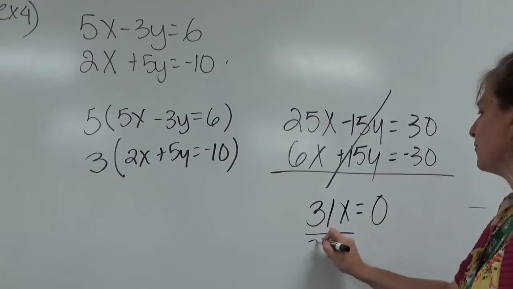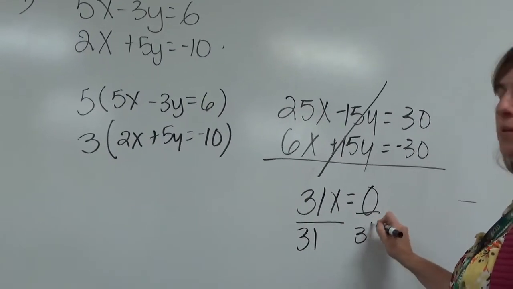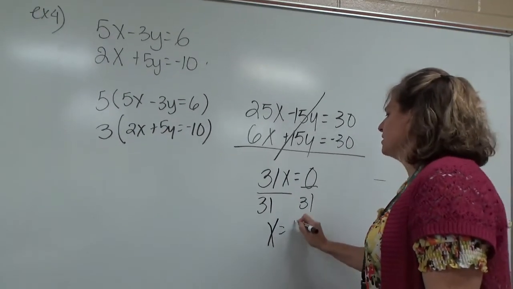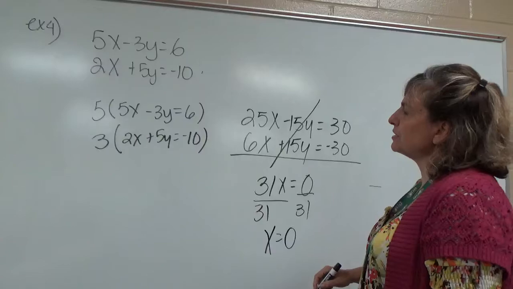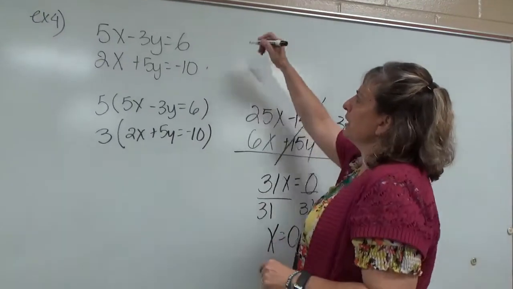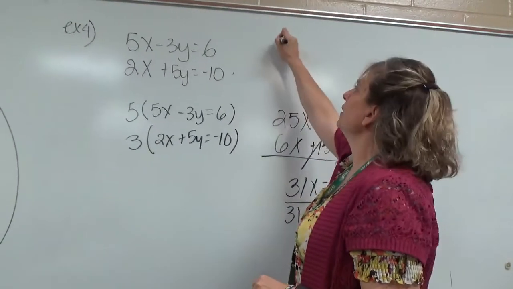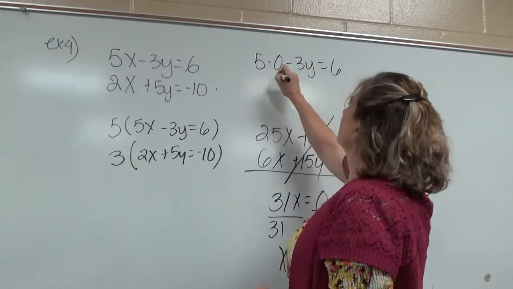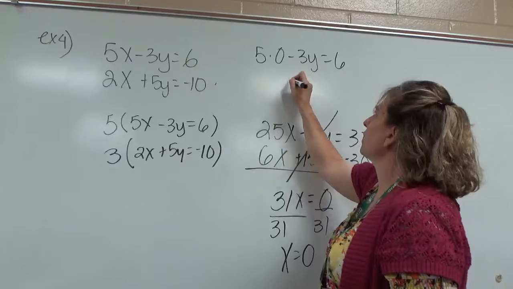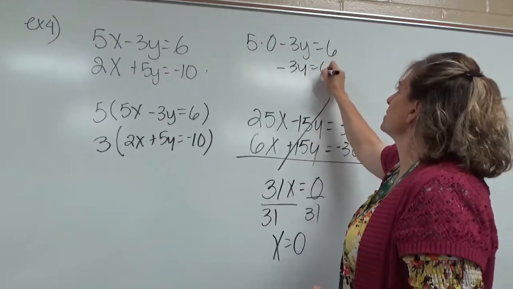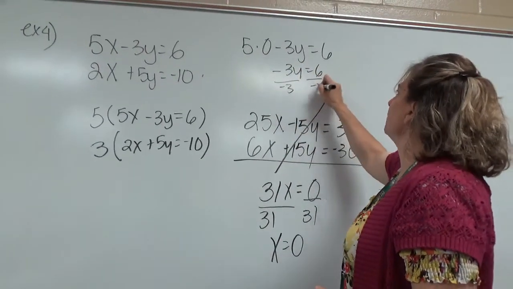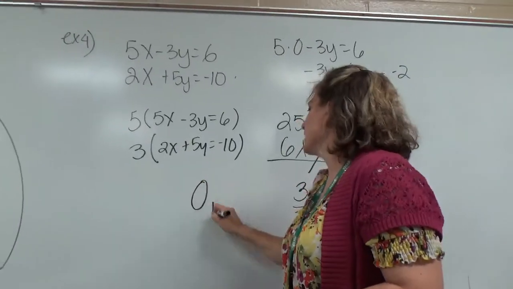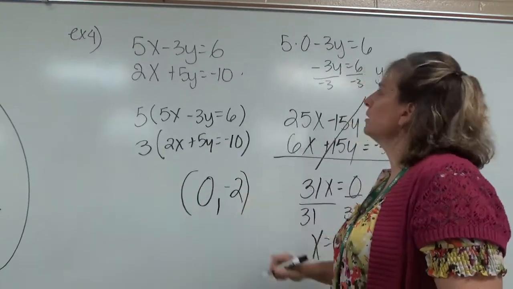Now some of you guys freak out when you see a 0 divided by a number. Okay, a 0 divided by a number is just 0. So my first answer is 0. Now go back and plug that in. I'm going to plug it into the first one. 5 times 0 minus 3y equals 6. 5 times 0 is just 0. That knocks off. So I get -3y equals 6. Divide by -3 and I get y equals -2. So 0, -2 is my answer.